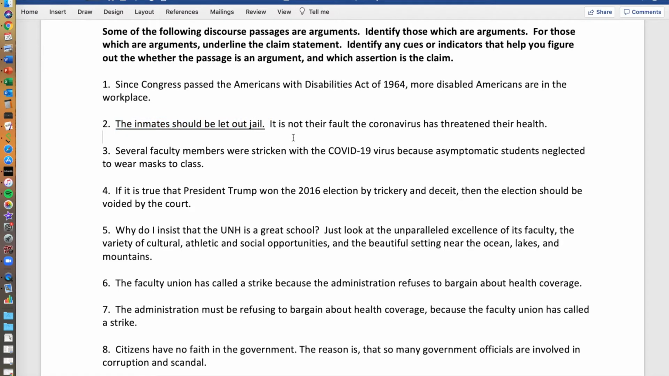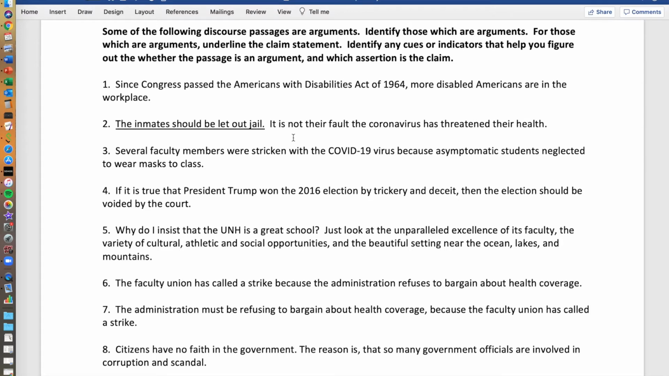It is a policy claim, as you can see. It has the word should. Inmates should be let out of jail. And the reason that's given, and whether we think this is a good reason or not is not really relevant, but there is a reason given, some evidence given in support of the claim. It's not their fault, that is not the fault of the inmates, that the coronavirus has threatened their health. Okay?